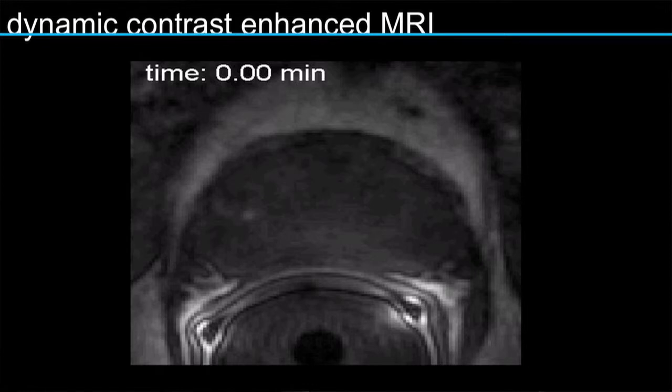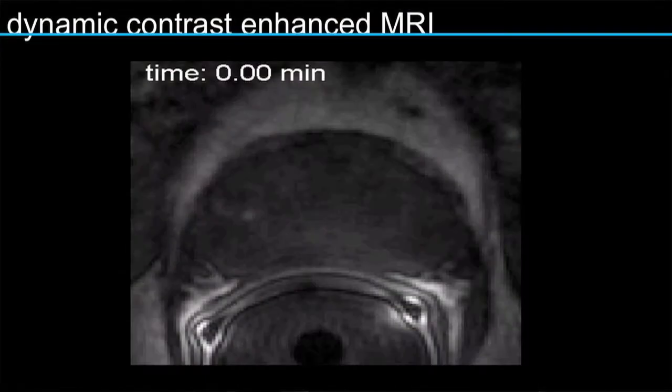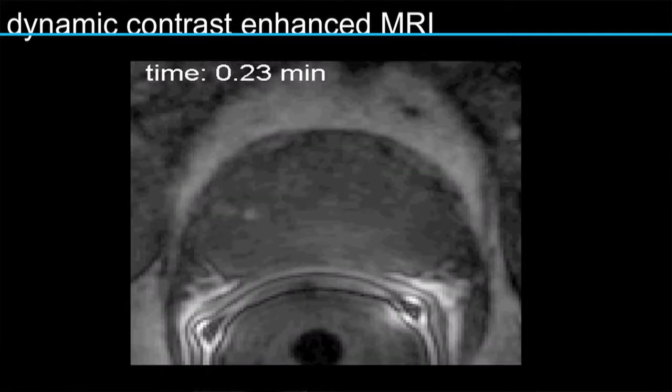Very briefly, DCE-MRI involves the systemic injection of a paramagnetic contrast agent, typically gadolinium, followed by repeated T1-weighted imaging of a region of interest. I'm going to play one of these DCE-MR image sets for you right now. This was acquired at Robarts at 3 Tesla at 7-second temporal resolution.